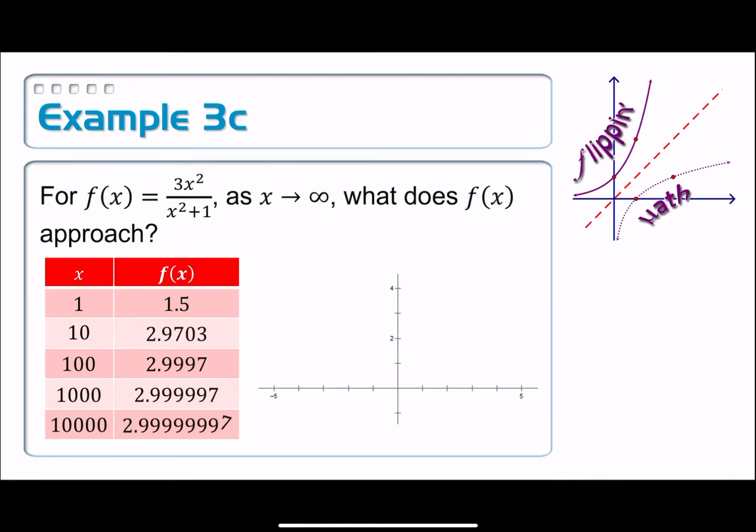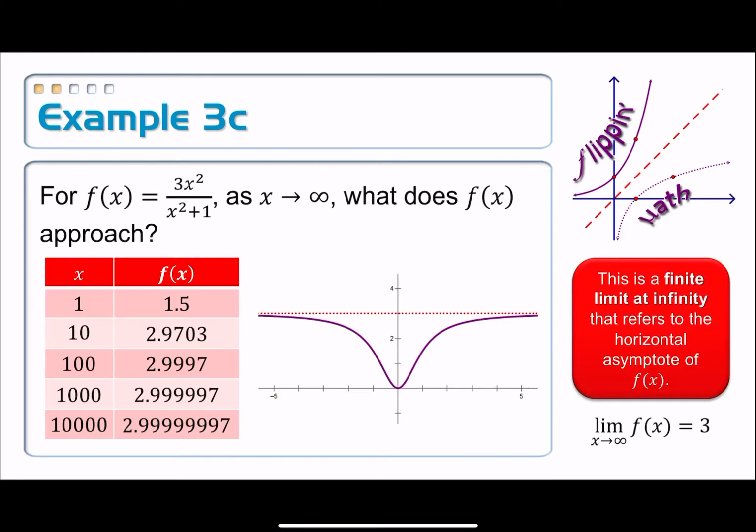Okay, so we can see that as x gets bigger and bigger, f of x is not getting bigger and bigger. It seems to be approaching the number 3. So this is not an infinite limit at infinity. This is a finite one. And specifically, this refers to a horizontal asymptote. I would write something like the limit as x approaches infinity of f of x is equal to 3. Again, this is an example of a finite limit at infinity, and it refers to a horizontal asymptote for that graph.